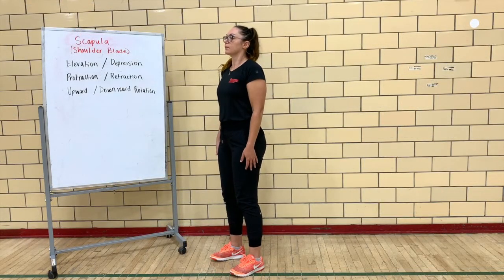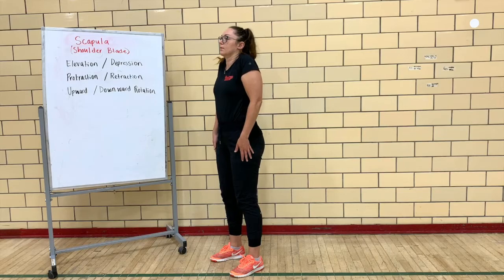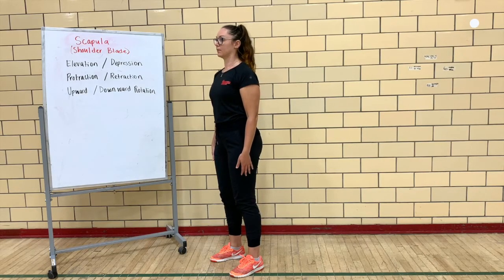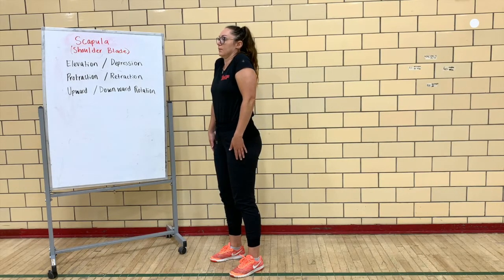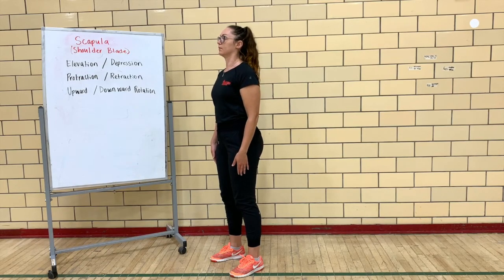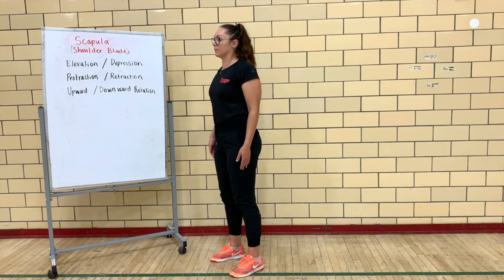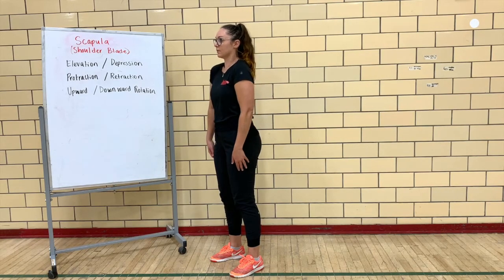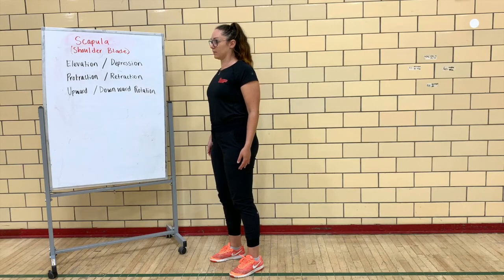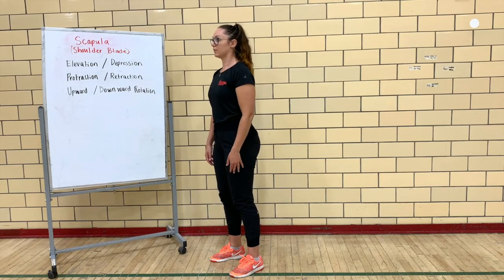Moving now into the movements of the shoulder blades. Elevation is lifting the shoulders up towards your ears. Depression is lowering them back down. Rounding the shoulders is protraction. Pulling them back is retraction. And I'm not able to show you upward and downward rotation because you wouldn't be able to see it through the back of my shirt.